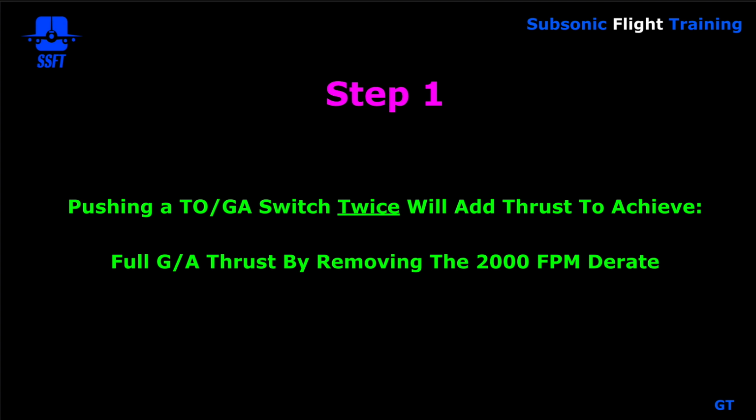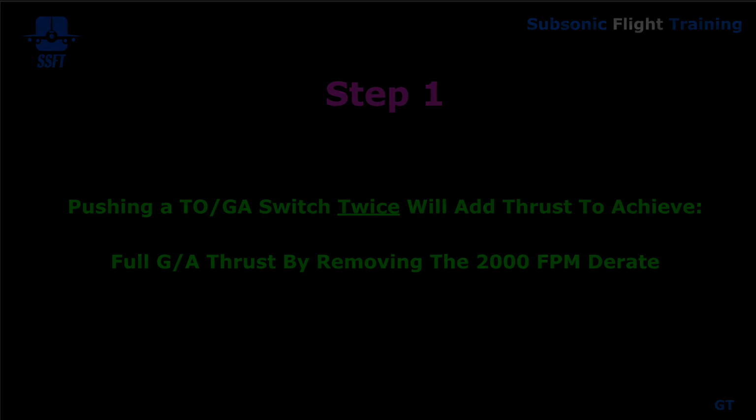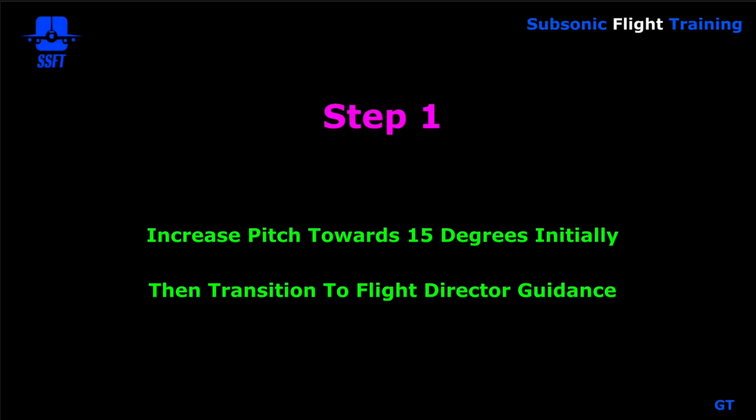remove the 2,000 foot per minute derate. We're also going to increase our pitch from a landing attitude, which we know is somewhere around 2 to 2.5 degrees. And we're going to initiate it toward 15 degrees initially. Then we'll transition to flight director guidance.